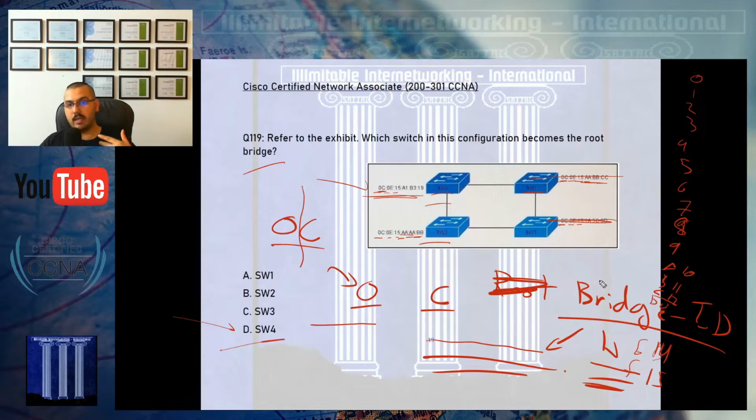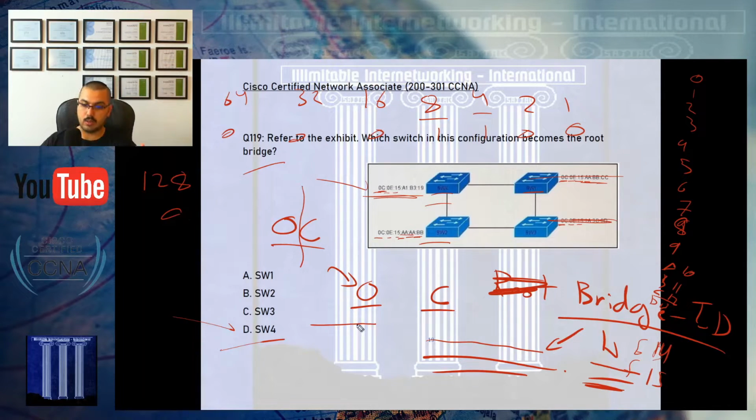So you know 12, and how can I write 12 in binary? So 1 2 4 8 16 32 64 128. How can I type 12? 12 can be written by combining 4 and 8. So it will be 0 0 1 1 0 0 0 0. This is how we type it.